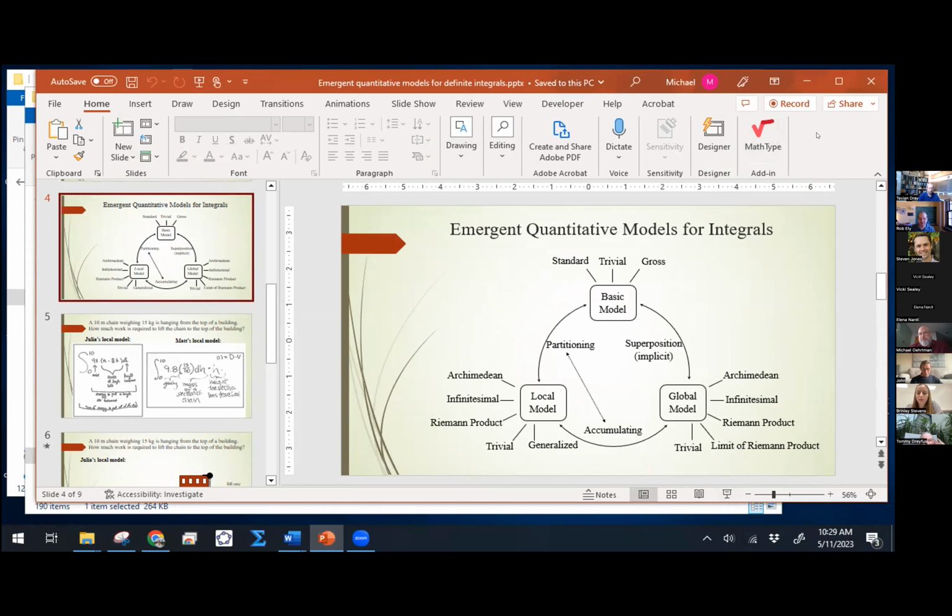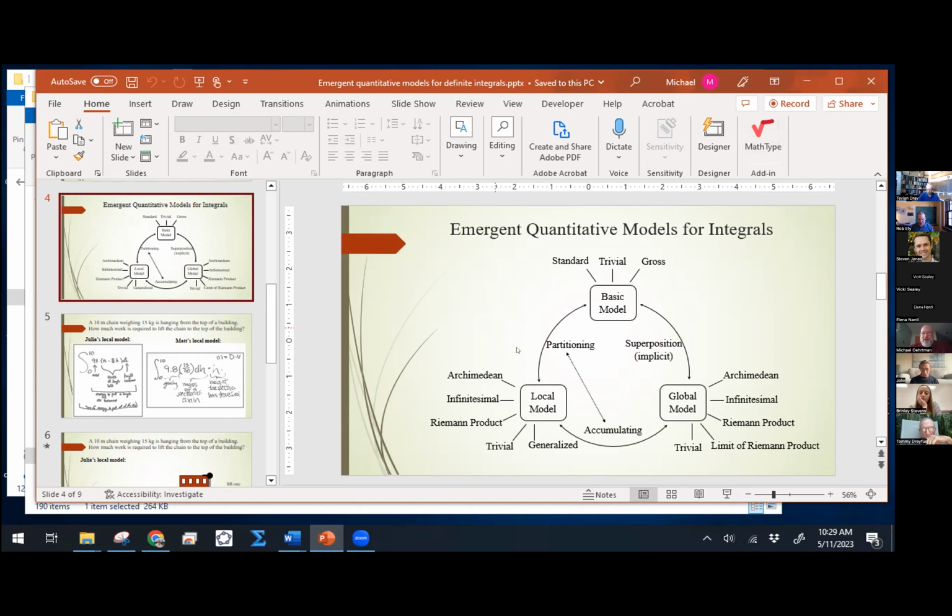Could I ask you, and I know you don't have time to elaborate on all this, but I'm really curious. In the local model, you have lots of these different types of bits. I think I know what you mean by Archimedean and infinitesimal. Riemann product, I assume I probably know what you mean. Curious, like trivial, generalized, what do those mean? And maybe even Archimedean, if you have a few seconds.